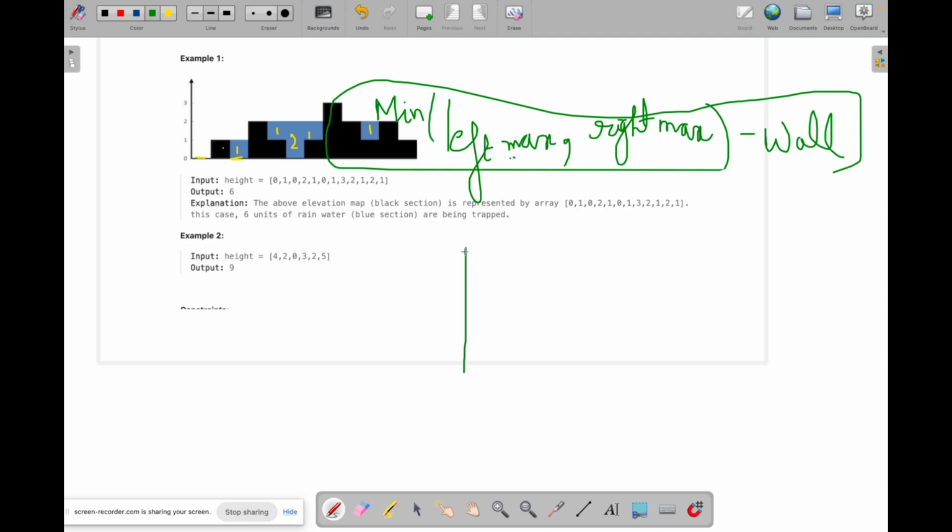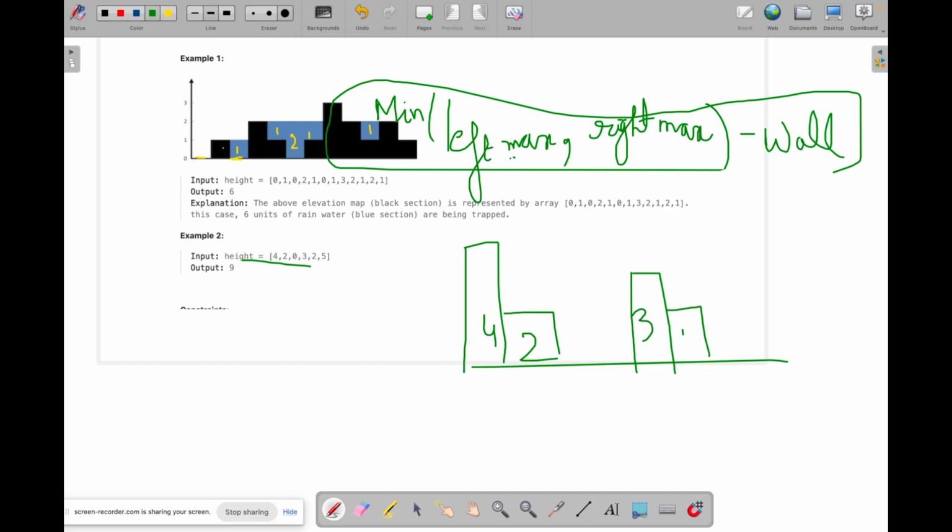So again, you have been given an array of heights: 4, 2, 0, 3, 2, and then 5. Okay, this is what they have given you in the input.